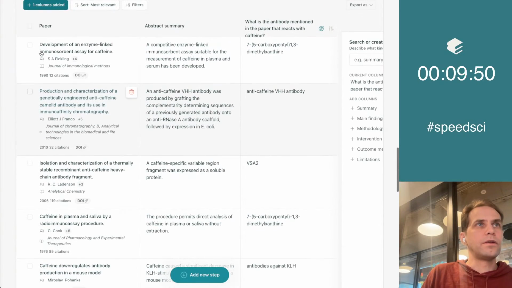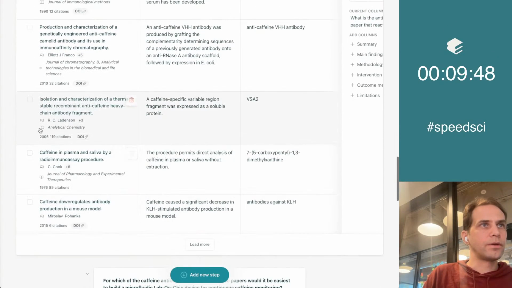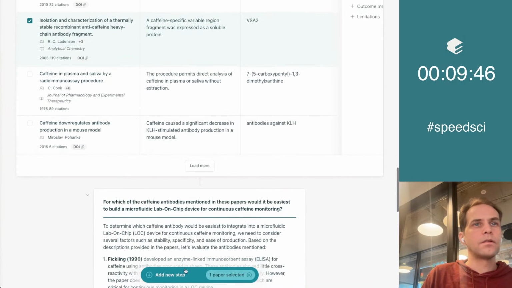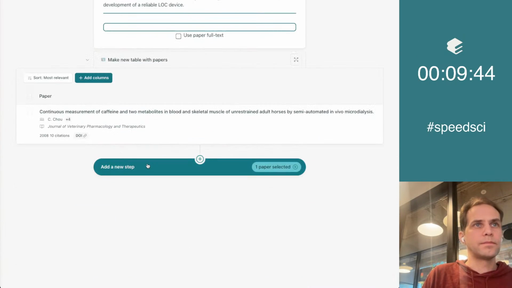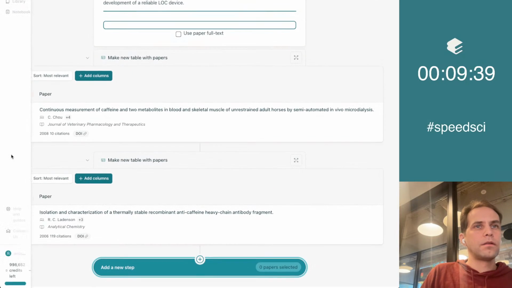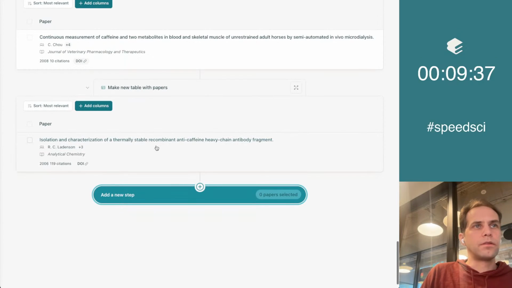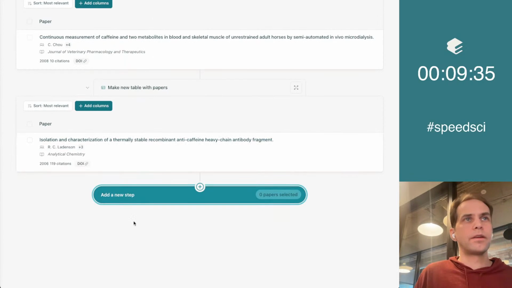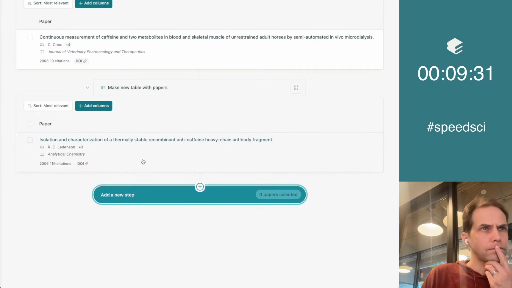Actually, I'm gonna also save this one now, just to a separate table, so that I can remember to go back to it later. Could have saved it to the same table as before.